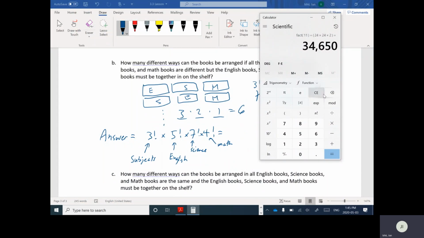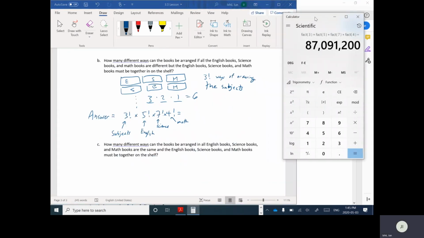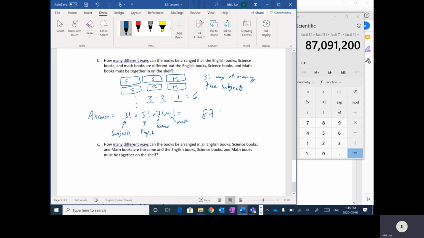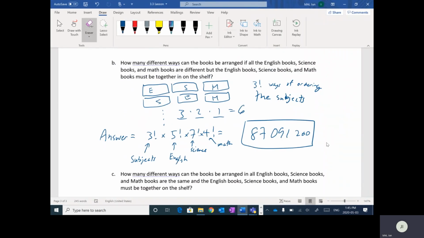All right, so let's clear that. 3 factorial times 5 factorial times 7 factorial times 4 factorial. All right, so 87 million. That's going to equal 87,091,200 ways. All right. Let me just fix that right there. That should be a 0.